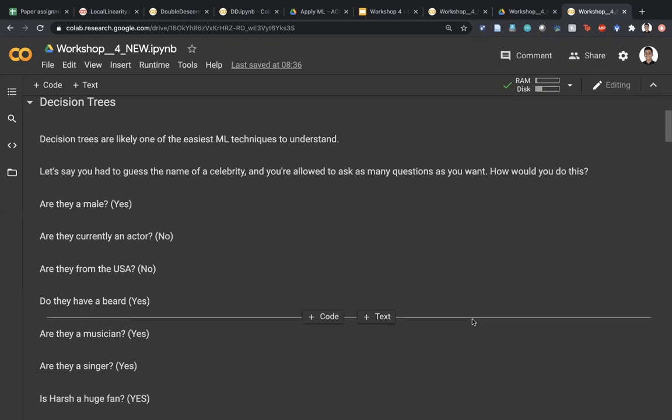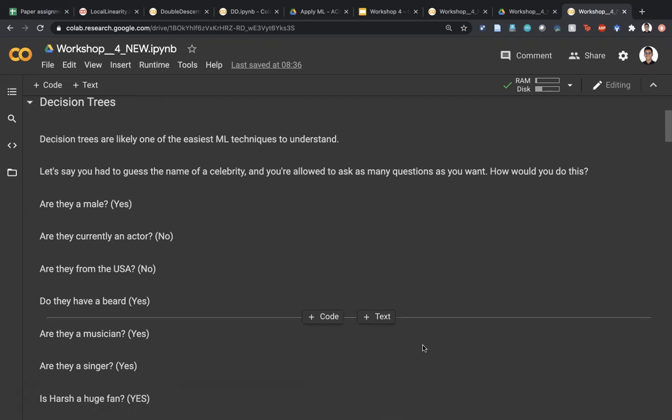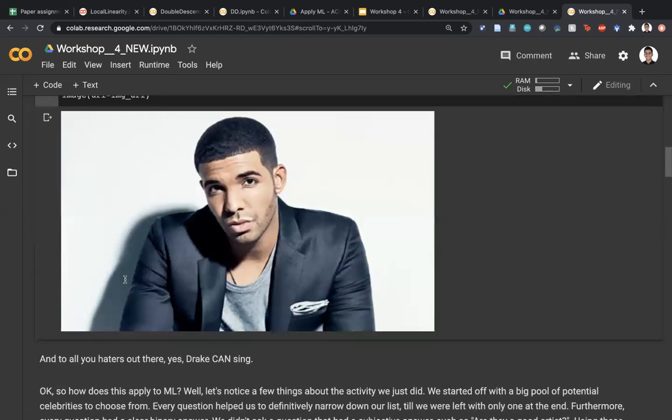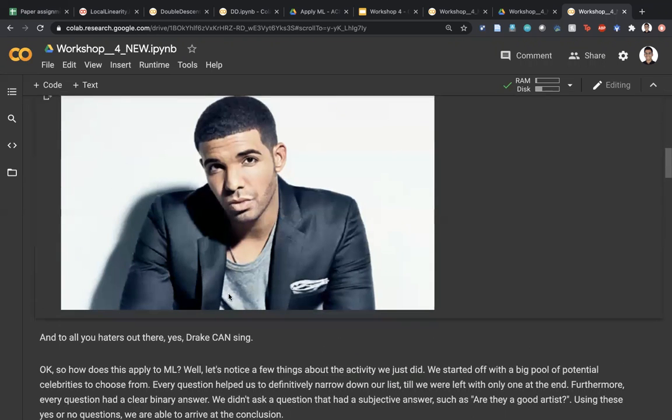So hopefully all of these clues help you narrow down who I'm talking about. Any guesses, just drop a guess in the chat if you have any idea who this person could be. All right. Well, Varun, if you could just run that chunk of code for me, it should tell you exactly who it is. And there's a picture of the greatest artist of the 2010s. That's my boy Drizzy Drake. And to all the haters out there, yes, Drake can sing.